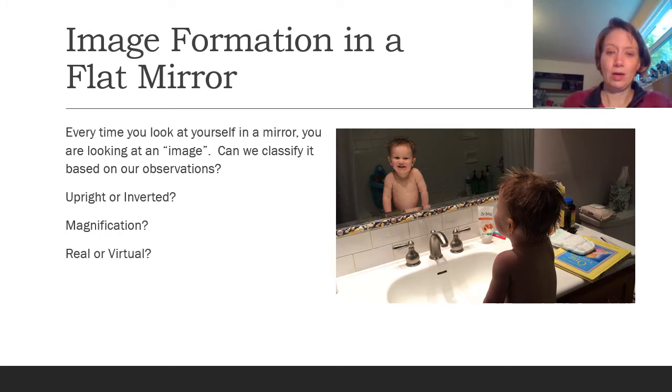And if you remember the difference between a real and a virtual image, you'll recall that a real image is one that you could go to that location of the image and capture it on a screen or a piece of paper. So that picture of Oscar appears to be somewhere behind the wall in my bathroom. Obviously, you can't go back there with a screen and capture it, so this would be a virtual image. So let's see if we can back up our predictions about this kind of image with some real science.